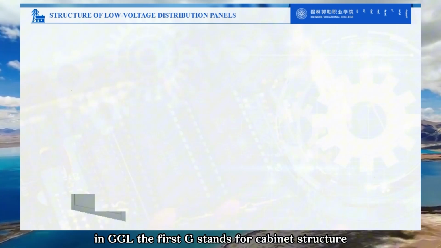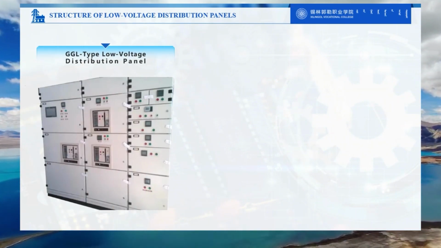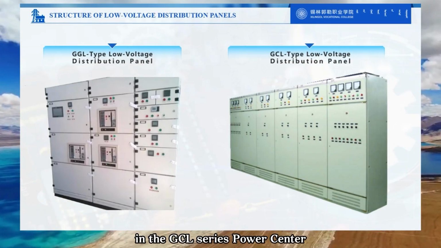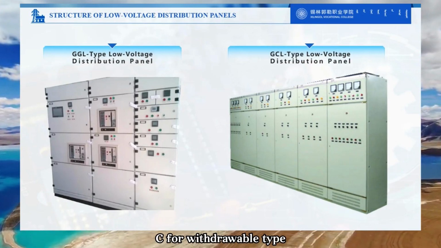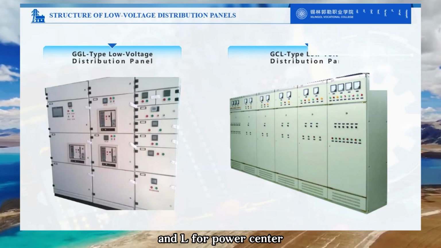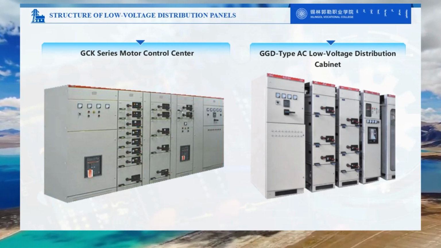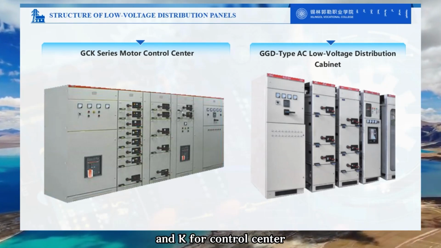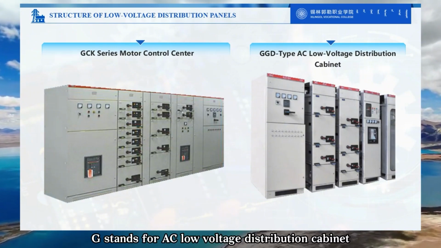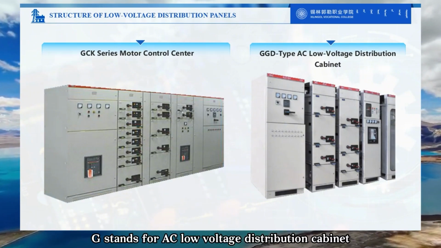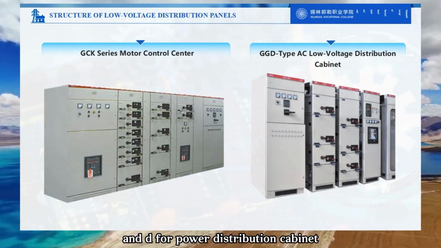type. In GGL, the first G stands for cabinet structure, the second G for fixed type, and L for power use. In the GCL series power center, G stands for cabinet structure, C for withdrawable type, and L for power center. In the GCK series motor control center, G stands for cabinet structure, C for withdrawable type, and K for control center. In the GGD-type AC low-voltage distribution cabinet, the first G stands for AC low-voltage distribution cabinet, the second G for fixed installation, and D for power distribution cabinet.